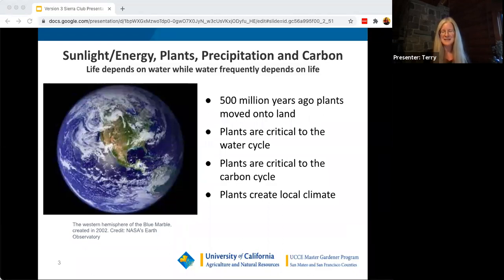So there is much that we can do in our own gardens, and there are choices that we can make, as Nancy said, in the way we choose to eat. And this can make a big difference to our climate.